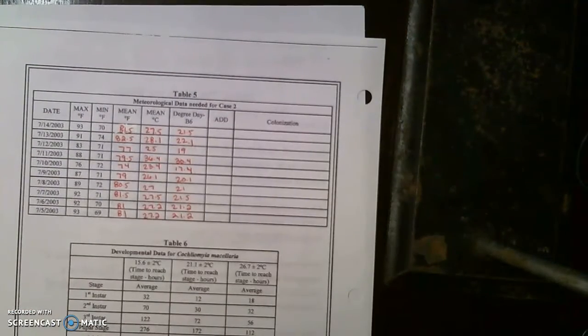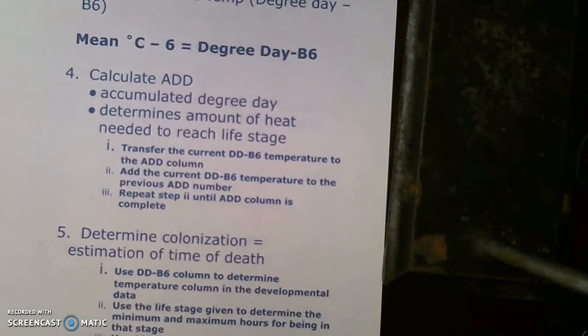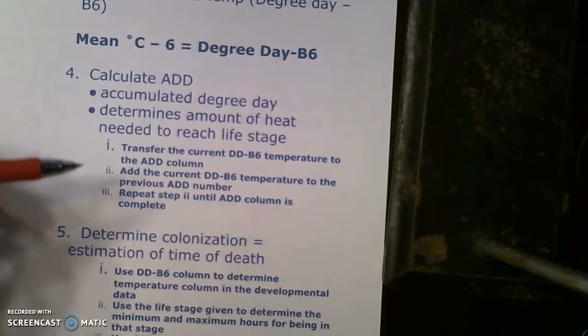And that's what you should get for that column. In step 4, we will calculate the ADD, which is what we call the accumulated degree day. Now, this predicts when the different stages of insect development will occur. And in order to do this, it will determine the amount of heat that's going to be needed. Here are the steps that we will use for the next column.